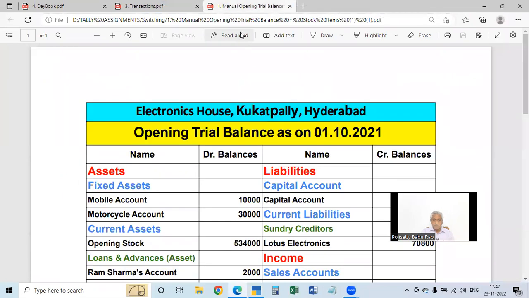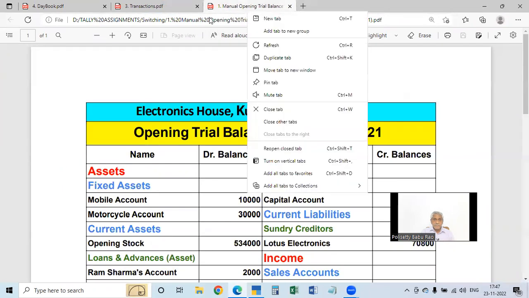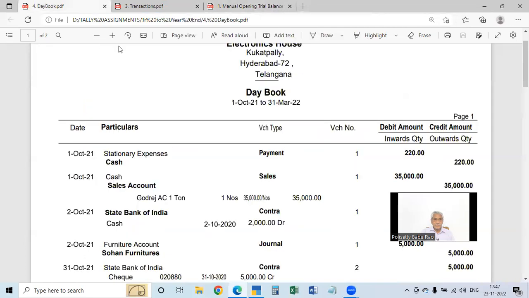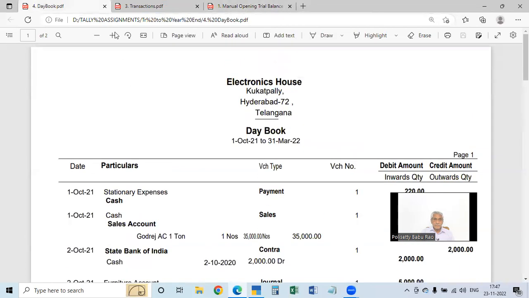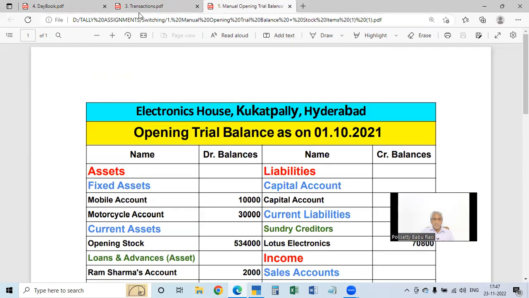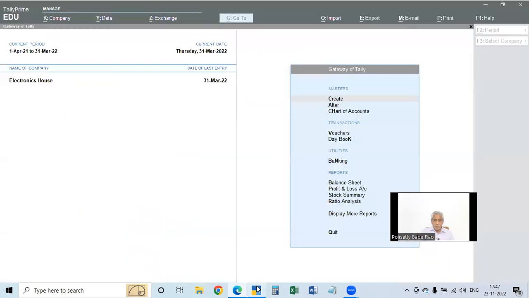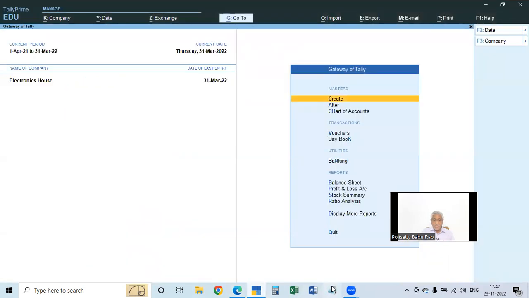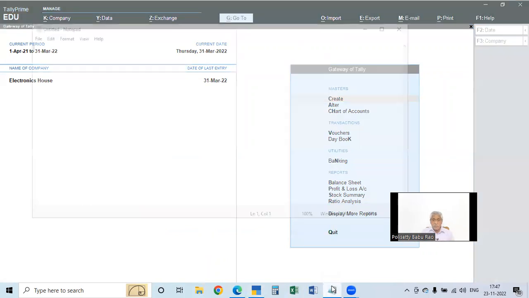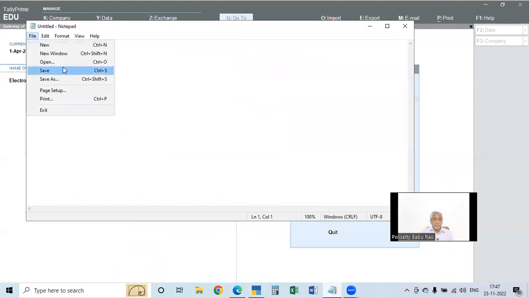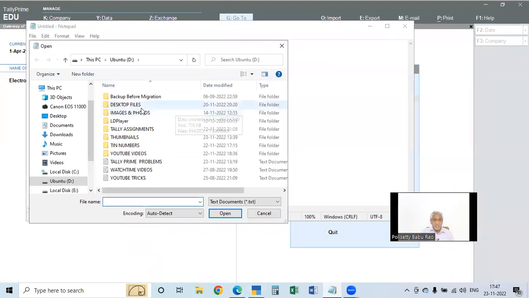Now this is closed. We will close it. Now what we do is take the transactions. We take the transactions for the 6 months from October, and see here.